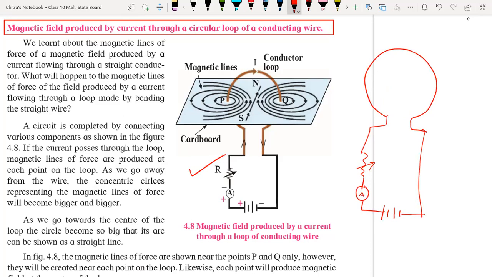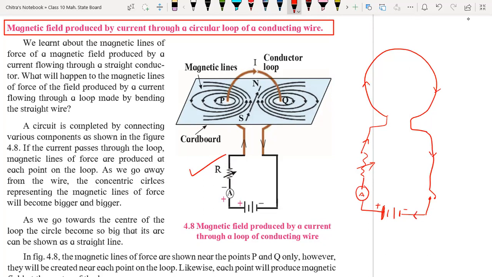So that long vertical line represents the positive terminal of the battery, and that small vertical line represents the negative terminal of the battery. And here we have given a key in order to switch on or switch off the flow of current in the circuit. So the direction of flow of current will be from positive to negative. That means on this side like this.